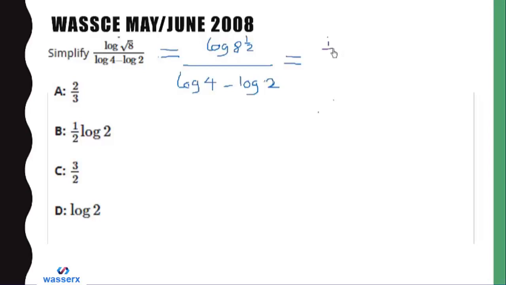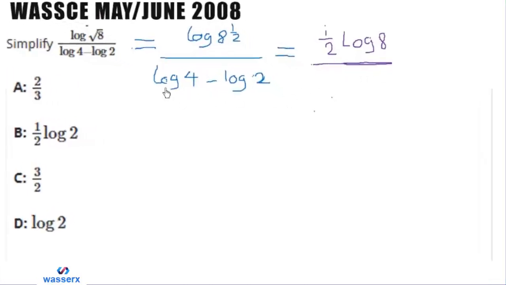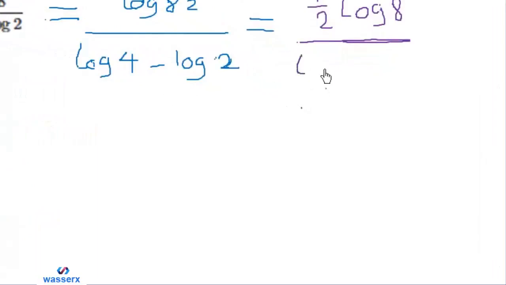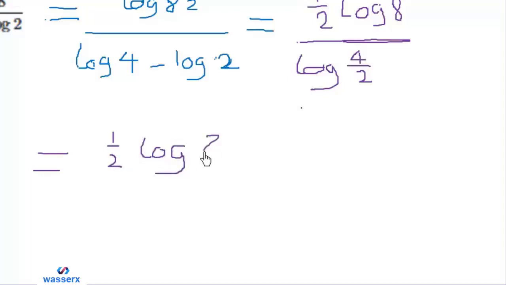1 over 2 log 8, all over. Now this one they are subtracting, so it was dividing. So log 4 over 2. Now this will become 1 over 2 log 8 over log 2.